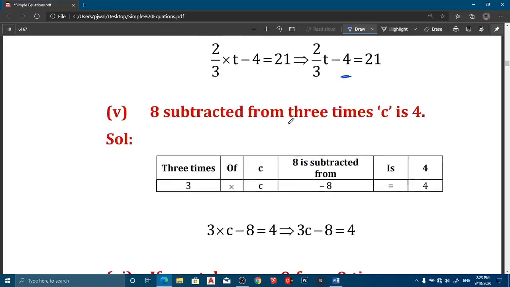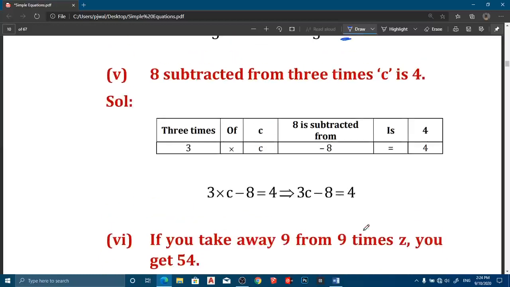Next, 8 subtracted from 3 times c is 4. First you take 3 times c. From this you have to subtract 8. So you can write 3 times of c, and 8 is subtracted from this, so you write minus 8 is equal to 4. Which is 3 into c, 3 times of c means 3c minus 8 is equal to 4. 3c minus 8 is equal to 4, which is 8 subtracted from 3 times of c is equal to 4.